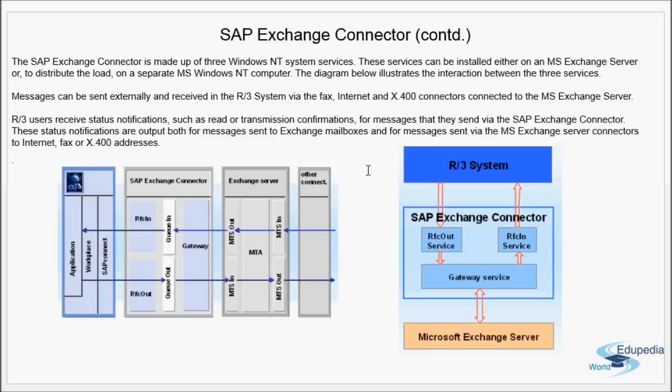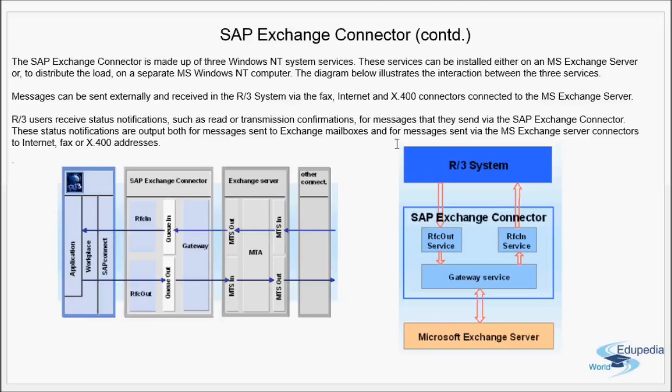The R3 users receive status notifications such as read or transmission confirmation for messages that they send via the SAP Exchange connector. Okay, so for the documents or whatever you send out, the SAP system also gets notified regarding whatever documents are dispatched.